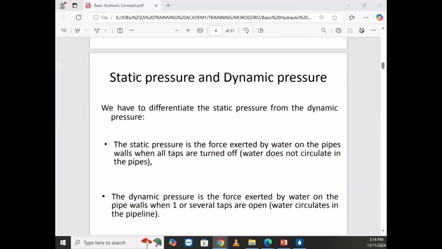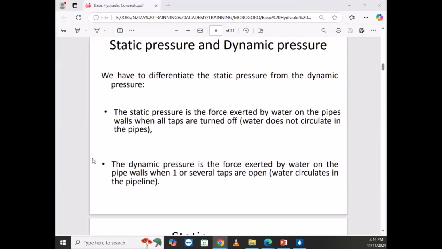Let's talk about those pressures. We know that there are static pressures and dynamic pressures. Who can tell me the difference? Static pressure and dynamic pressure. I know you are reading.